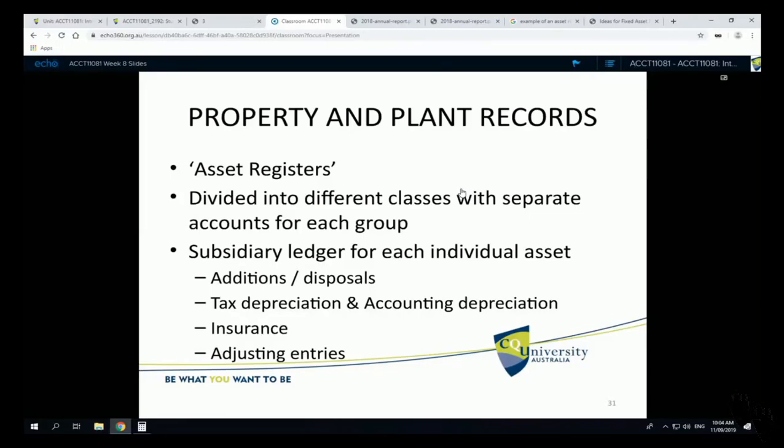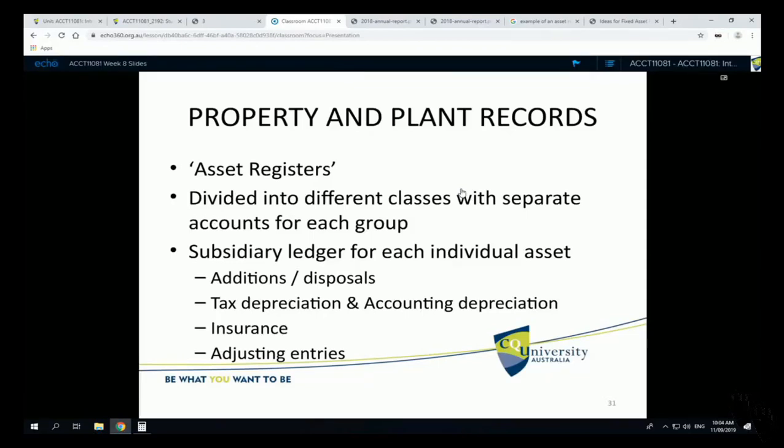So we have asset registers which actually detail every single item of equipment, and they detail a lot of different information. Usually they'll divide them into different classes with separate account codes for each class or each group of asset. And then they'll have subsidiary ledgers even for an asset register for each class.